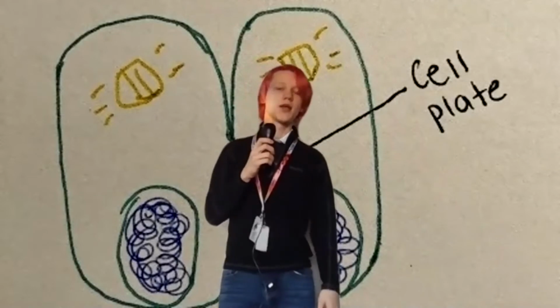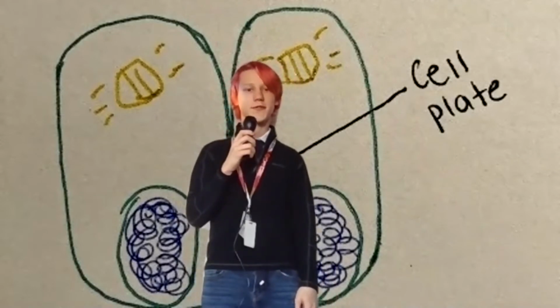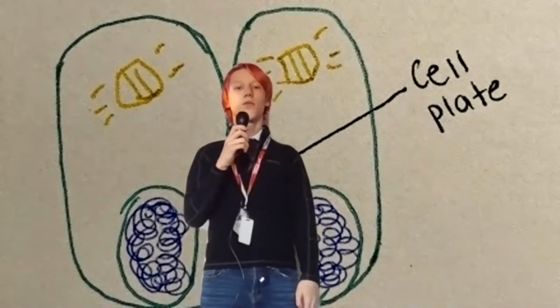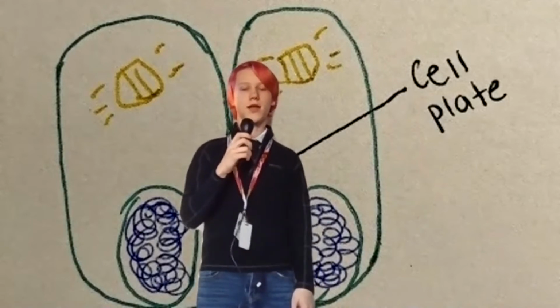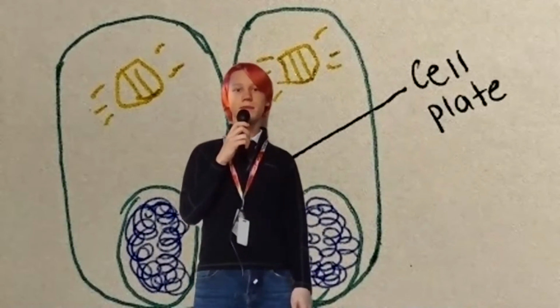In plant cells, a cell plate starts forming between these two future daughter cells and slowly grows out to both sides of the cell wall. Once the cell plate is fully developed, the cell will split into two. After the division, the cell plate becomes part of the cell wall.